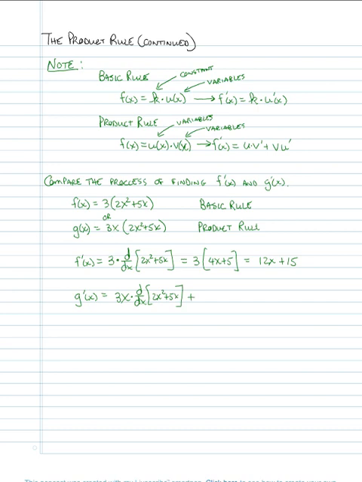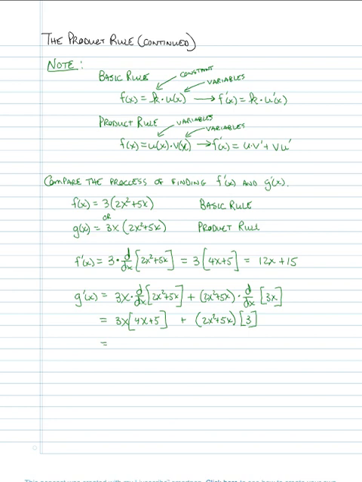Then it's plus the second function, which is 2x squared plus 5x, times the derivative of the first function. And the first function is 3x. That's why we write derivative of 3x. And then, of course, as we simplify here, finding the derivative of 2x squared plus 5x, we know is 4x plus 5. And the derivative of 3x, we know, is just 3.